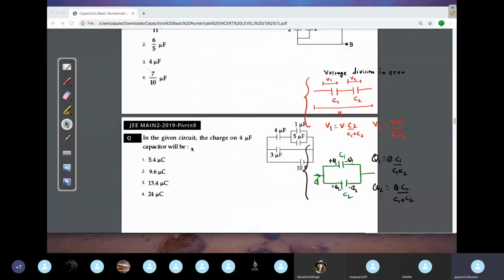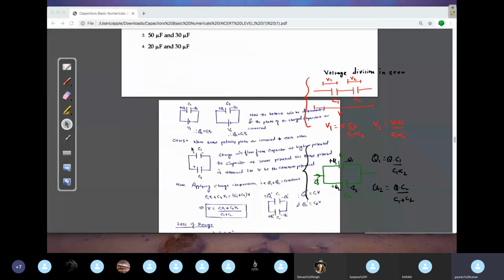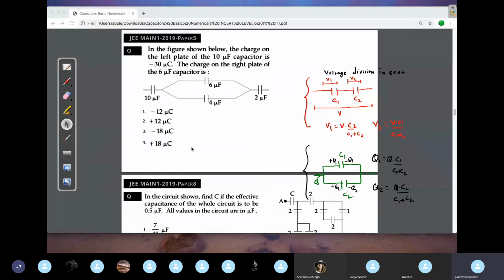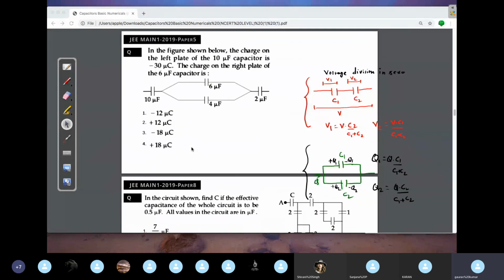Okay, so let's solve a few more questions here. Before I proceed, let's solve this question first. Very, very easy question. You all can solve it at a very high speed. In the figure shown below, the charge on the left plate of the 10 microfarad capacitor is minus 30 microcoulomb. The charge on the right plate of the 6 microfarad capacitor is what? A very basic question. Please solve it fast.